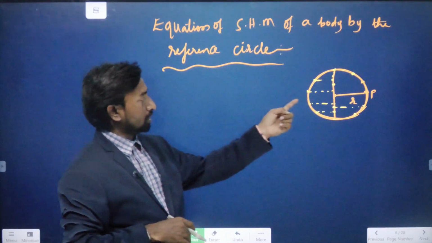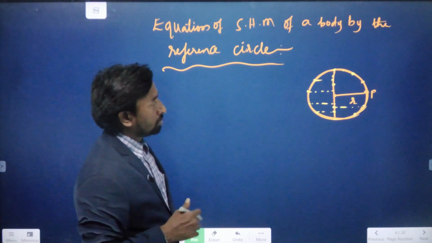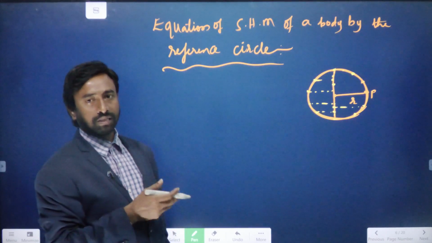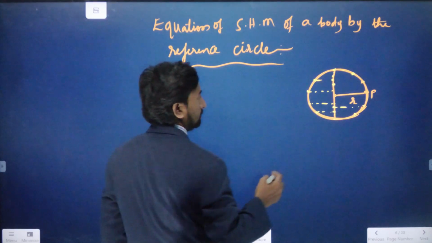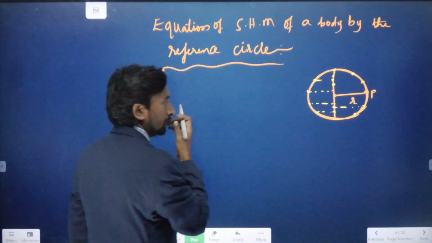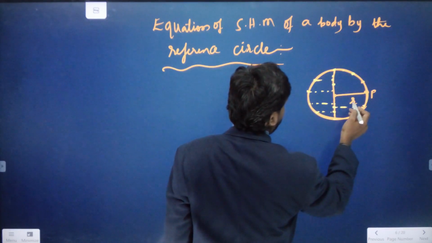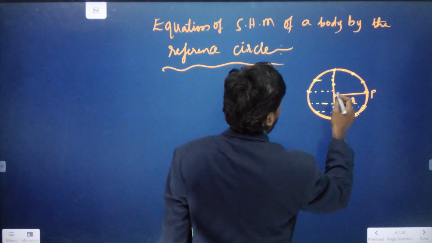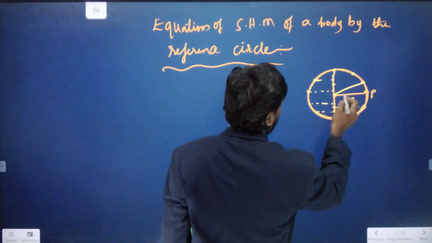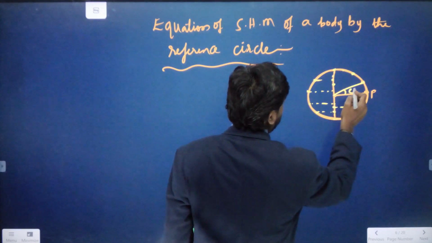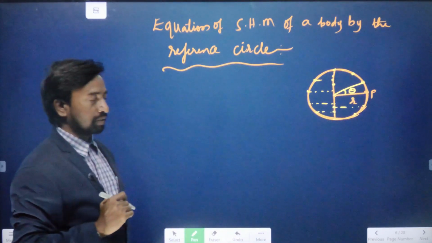Now we will consider the equation of the displacement of the projection of the particle, which is moving in simple harmonic motion. Suppose this is the radius. If you consider the radius is r, and the particle is here, then the radius makes an angle theta here. The angular displacement is theta, okay?